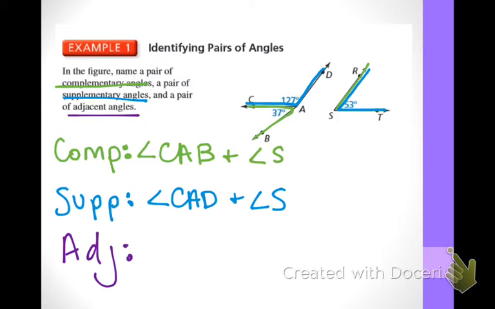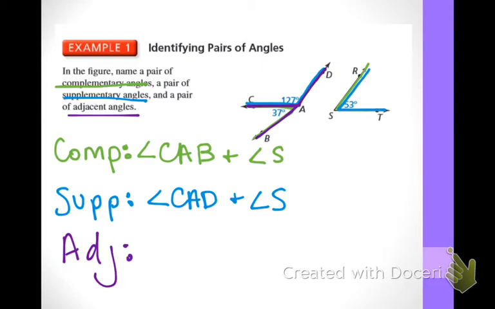All right, and then last, adjacent. Adjacent angles have no number relationship at all. They don't add up to anything. They don't equal anything. They just share a wall. So what two angles here share a wall? BAC and CAD. Yes. So I was thinking 37 and 127. Yes, these two. We'll name them together.